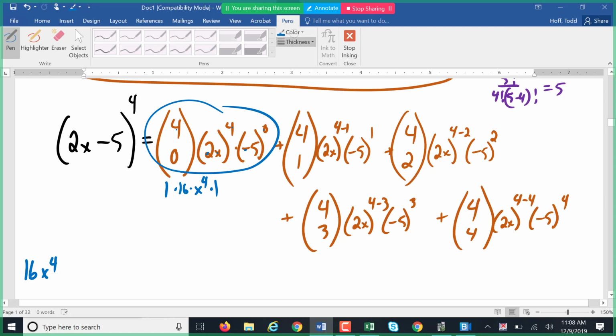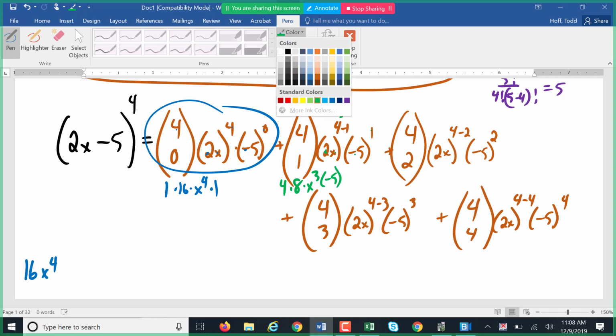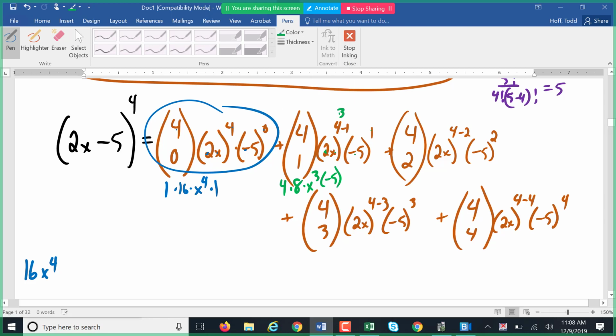My next term here. 4 choose 1, that's just 4. 2x to the power of 4 minus 1 is 3. So 2 to the third is 8. X to the third is just x to the third. Negative 5 to the 1 is negative 5. So I've got 4 times 8 is 32 times negative 5 is a negative 160. And then I have x to the third there.